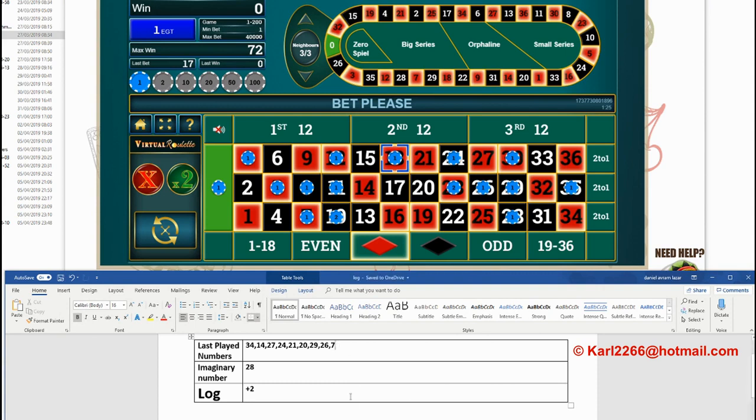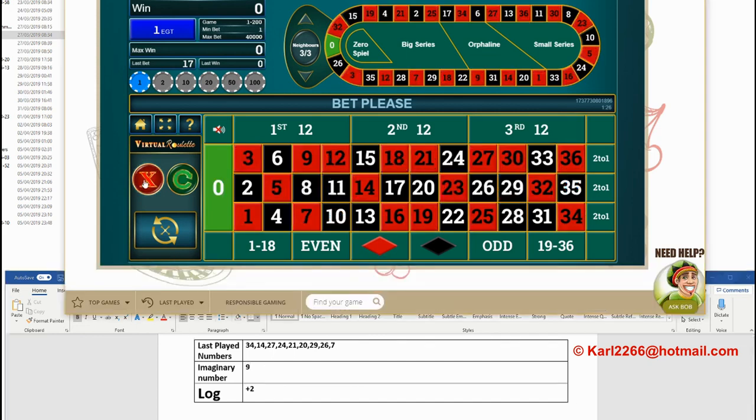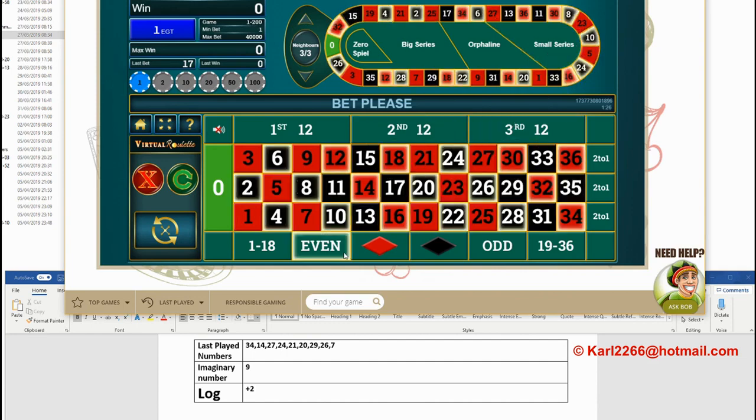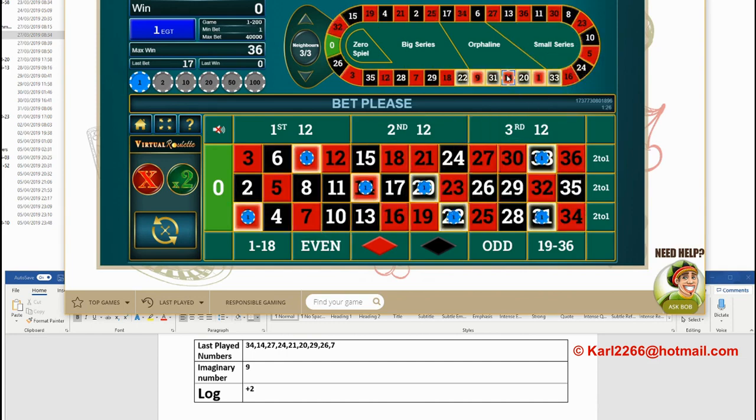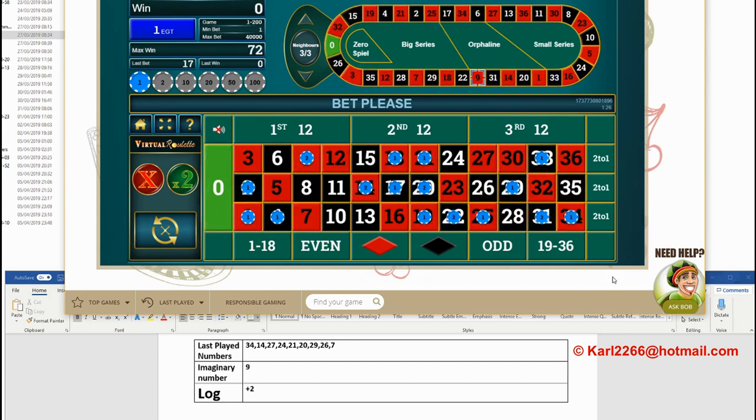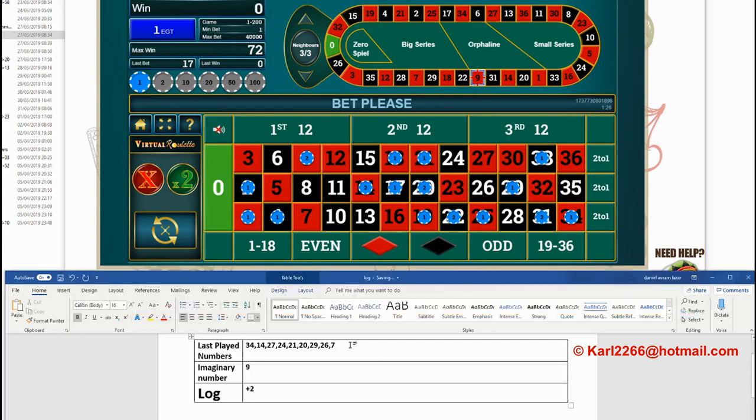Okay, so with 7 we know what we have to do. 7 plus 2 is number 9, so we got a new imaginary number which is number 9. So with 9 we have to place bets on terminals from 9, 14, 2, and on 9 and the neighbors. And a new winning number is number 18 after 7. So we win again.